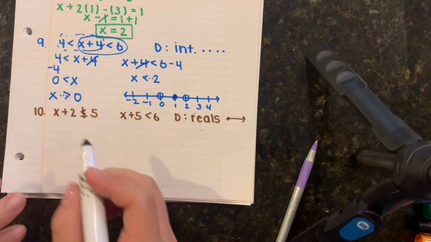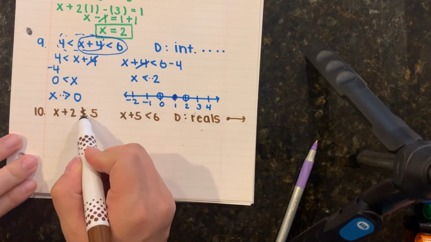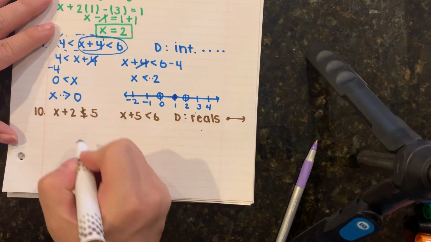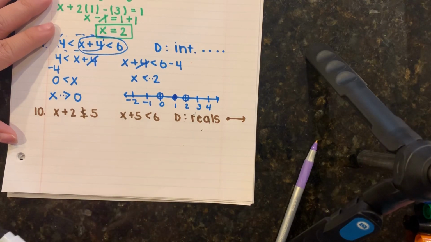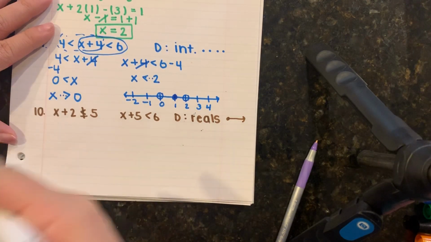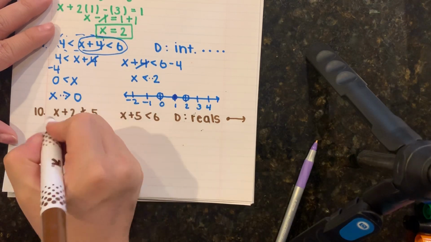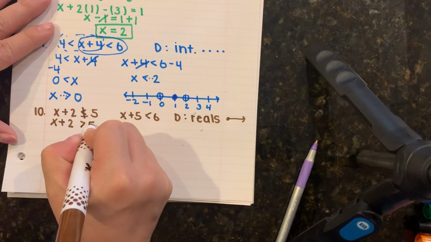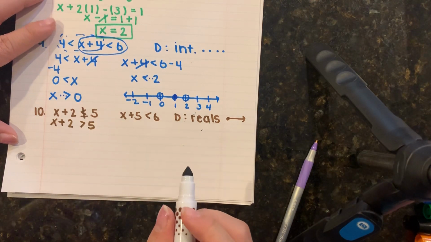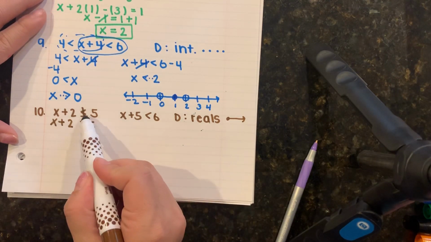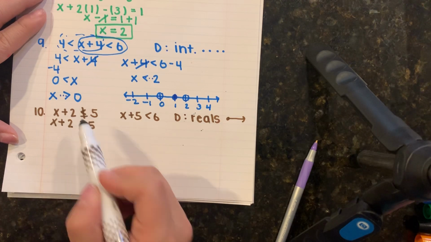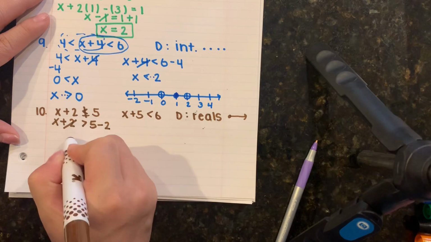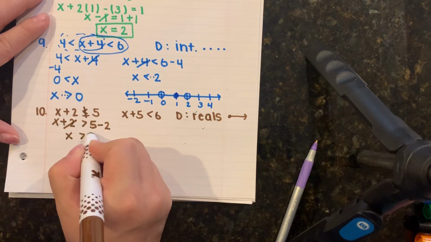So the first thing that I'm going to look at is here. It is not less than or equal to 5. So remember that when you have the slash through it, you not only have to reverse our inequality, so flip it from here to here. Since there's an equal sign, we're going to take that away. So this is going to become x plus 2 is greater than 5. So flip the inequality, plus take away the equal sign. Now I'm going to move the 2 to the other side. So I have x is greater than 3.